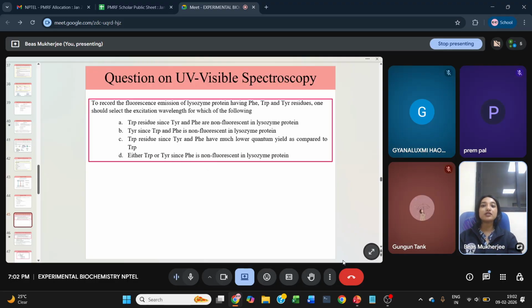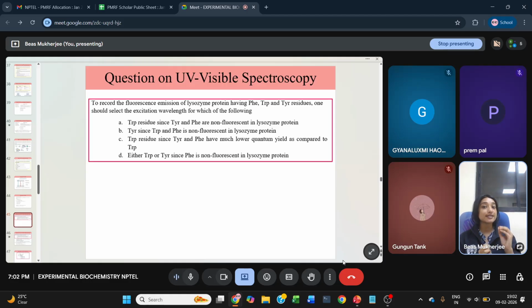Okay, so to record the fluorescence emission of lysozyme protein. Lysozyme is an everyday protein that is used in a protein biology lab. That is because lysozyme is used for breaking up cells, and it is a very stable protein which you can store for a long period of time. So it is used to break open the bacterial cell wall and take out your desired biomolecules from there, mostly recombinant proteins. Okay, so this lysozyme protein has phenylalanine, tryptophan, tyrosine.